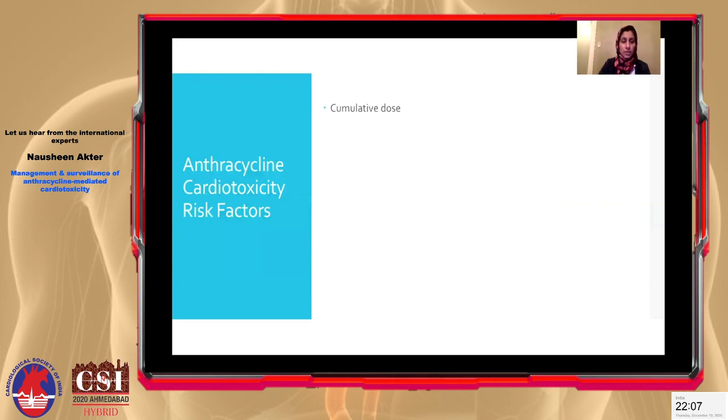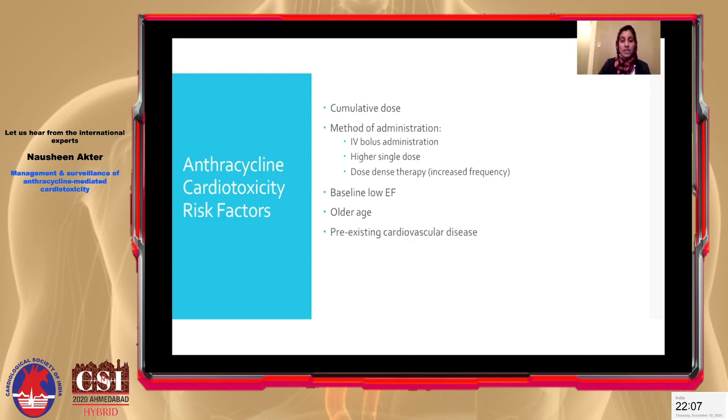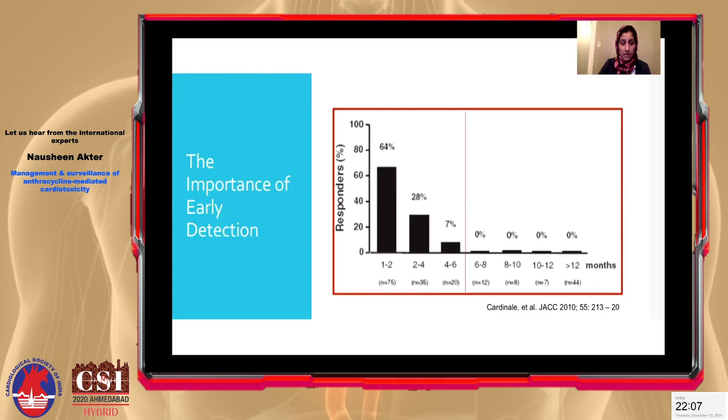So the risk factors for anthracycline cardiotoxicity include the cumulative dose, method of administration, including IV bolus administration, higher single dose, or dose-dense therapy, baseline low ejection fraction, older age, pre-existing cardiovascular disease, prior or concomitant mediastinal radiation, or other concomitant cardiotoxic chemotherapies. This is a seminal study.